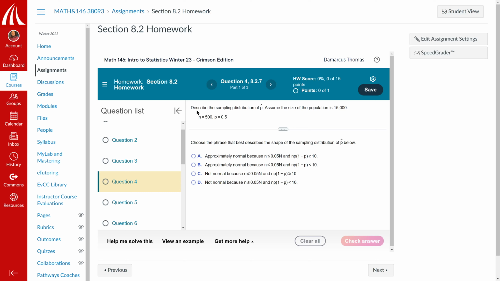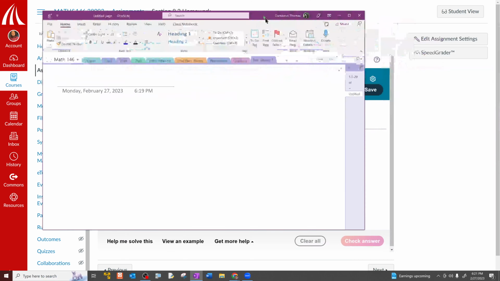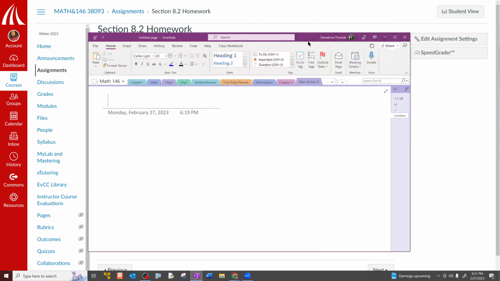Okay, and so that's what we're going to go over in this video, this homework problem, section 8.2, problem number 4. The first part says describe the sampling distribution of p hat, and assume that the size of the population is 15,000. The sample size of the proportion is 500, and the population proportion is 0.5. All right, let's talk about that for a second. So they told us that we have a sampling distribution, and that's p hat. So let's make note of that.